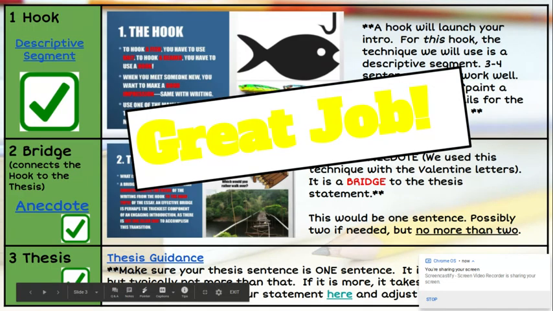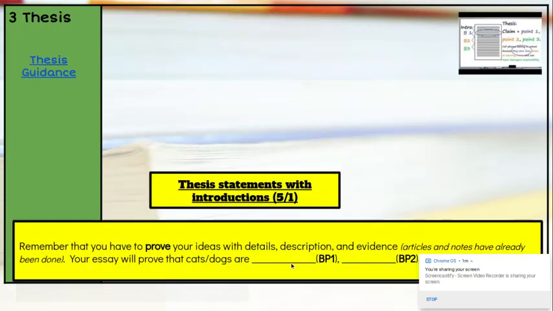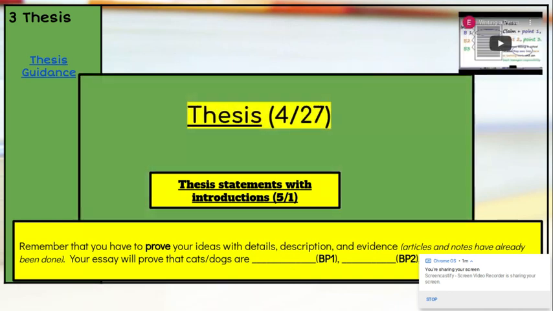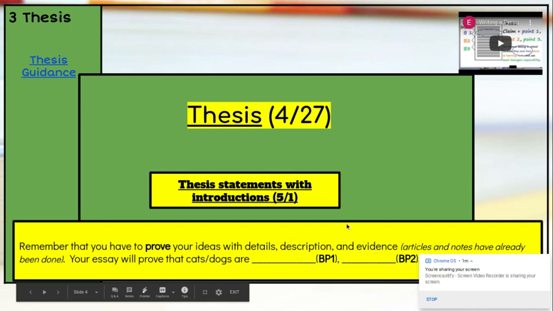Great job on the hook, bridge, and thesis. If you need your thesis statement, the revised ones are located in the slideshow. Remember that you should have the 3 ideas you're proving written down. So post that or write it down somewhere so that you can make sure that your ideas are supported.